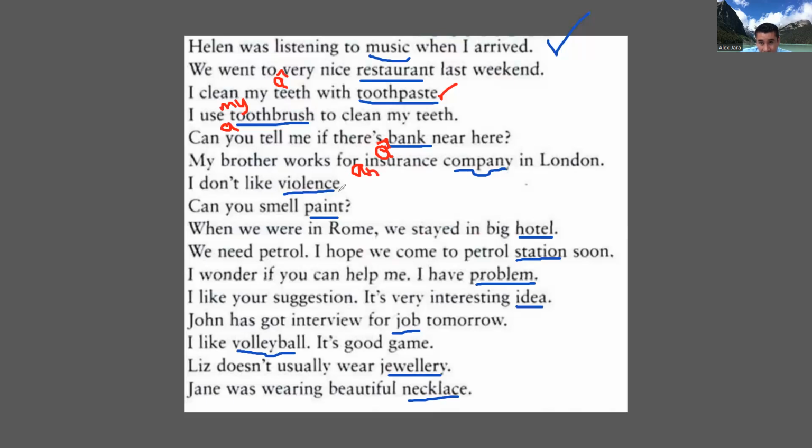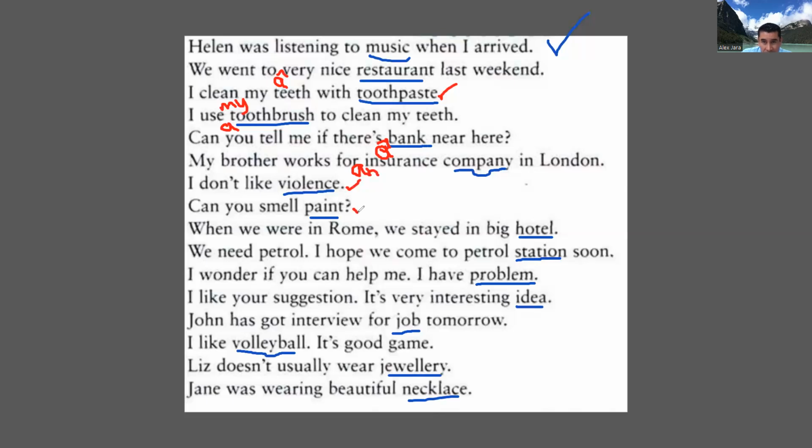I don't like violence. It's not countable, uncountable. I repeat, uncountable. So we don't say a violence. It's perfect as it is. Can you smell pain? Yes. In here, it's not countable.